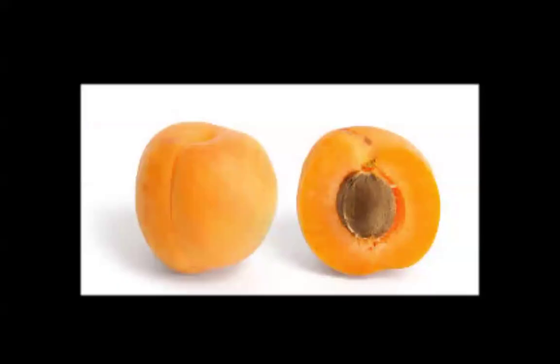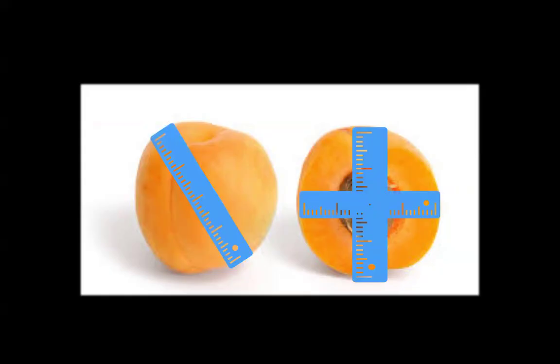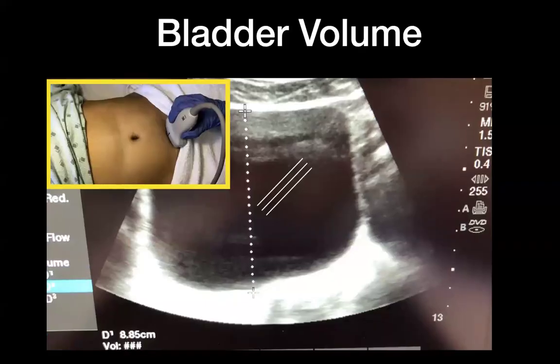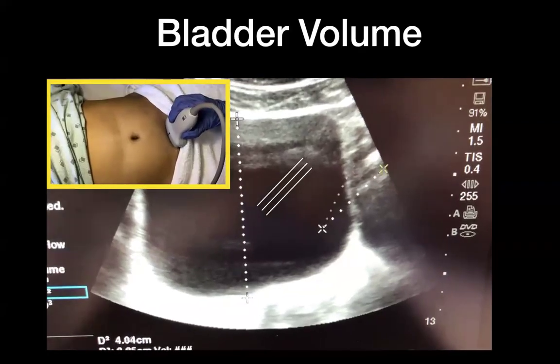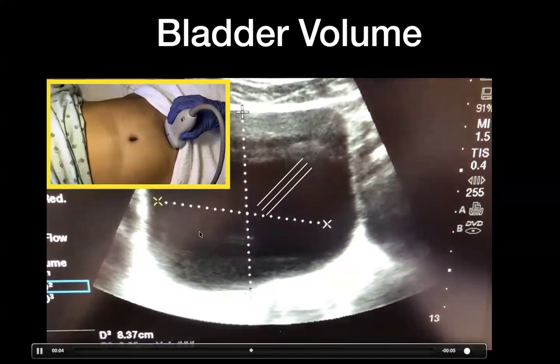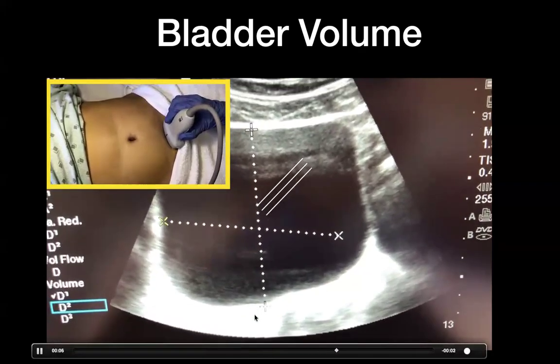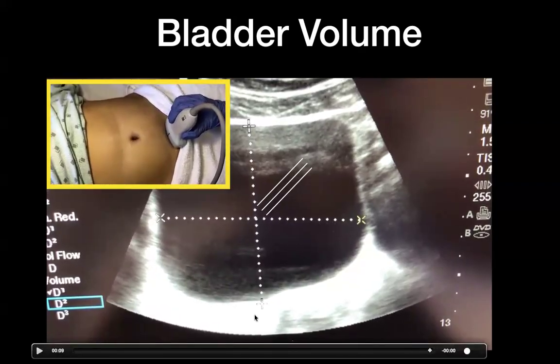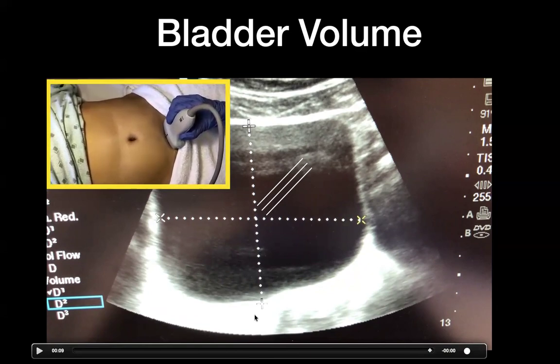And so when calculating bladder volume, it's just like a cut fruit. You have two dimensions on one side and then the third dimension on the other side. The first two dimensions are done on the transverse axis. So you bring calipers left and right, up and down, and these are your first two dimensions. It doesn't matter which one's length, which one's width, which one's height, and it will all even out. So these are your two initial measurements.